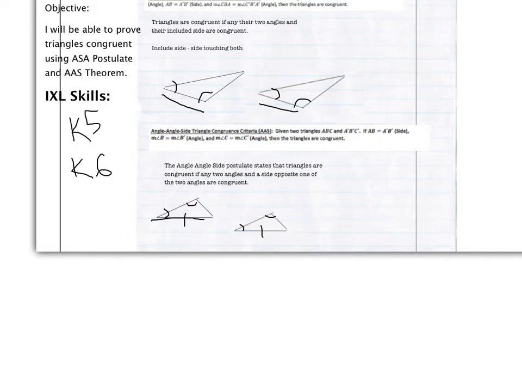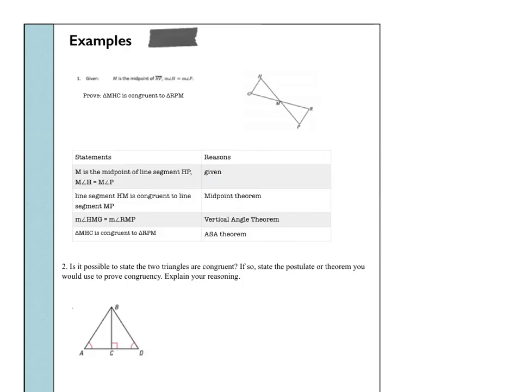The two triangles must have the same size and same shape. And I'm sorry, but that's the angle angle side theorem, not postulate. It's angle side angle postulate and angle angle side theorem. Moving on to our examples.